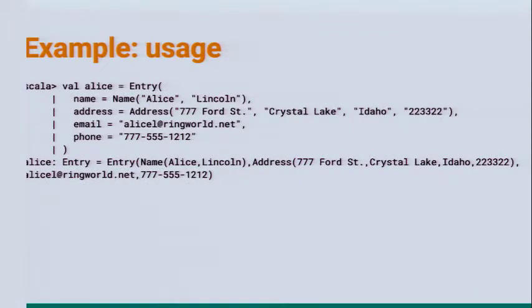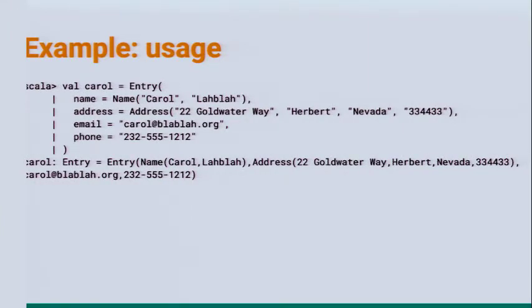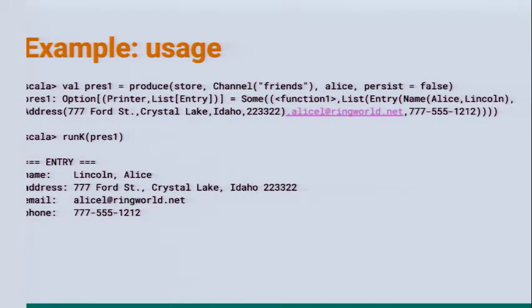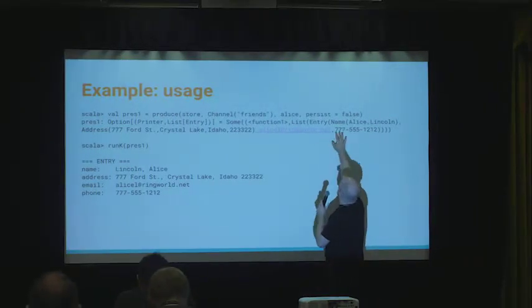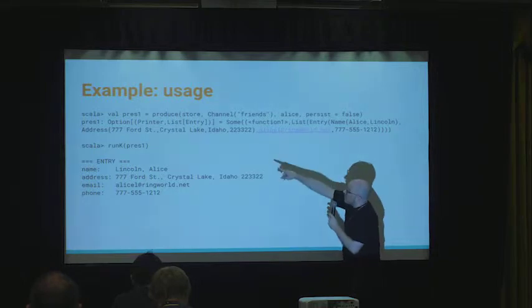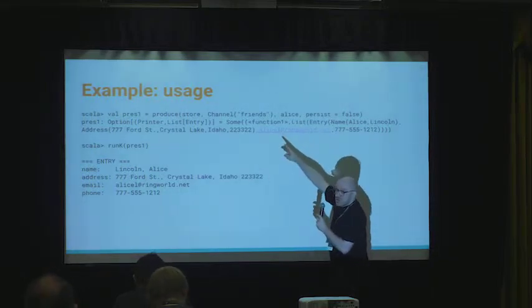So now we present a piece of data into the store. Here's Alice. And this is what her entry looks like. Next slide. Another piece of data. Carol. Next slide. Okay, so we're going to produce Alice into the store. This is like sending in Rholang, right? We're sending a message to the channel friends with the piece of data Alice. And because we have Alice, she lives in Crystal Lake and she was one of our friends.